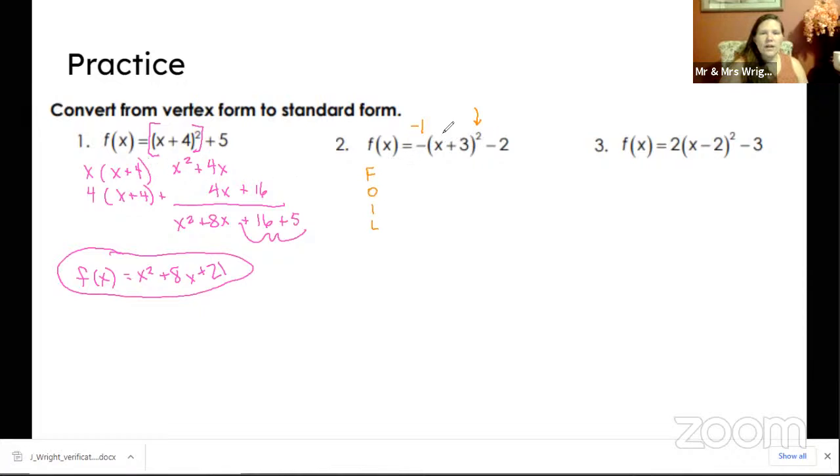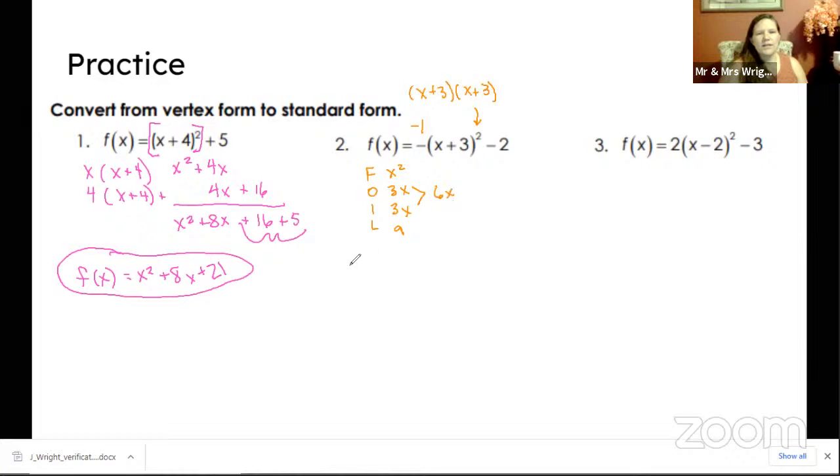So FOIL, and we have (x plus 3) times (x plus 3). This makes it a little easier when you FOIL to look at them written out. So first times first, x times x is x squared. Outside is x times 3, which is 3x. Inside is 3 times x, which is 3x. And last is 3 times 3, which is 9. Let's combine like terms and get 6x.